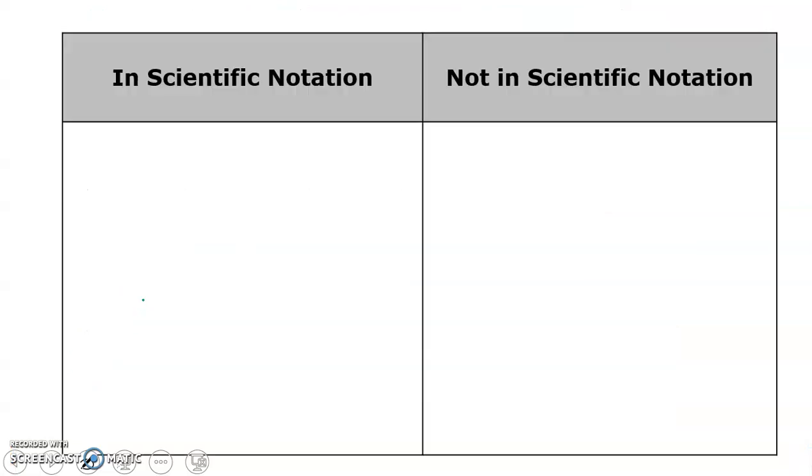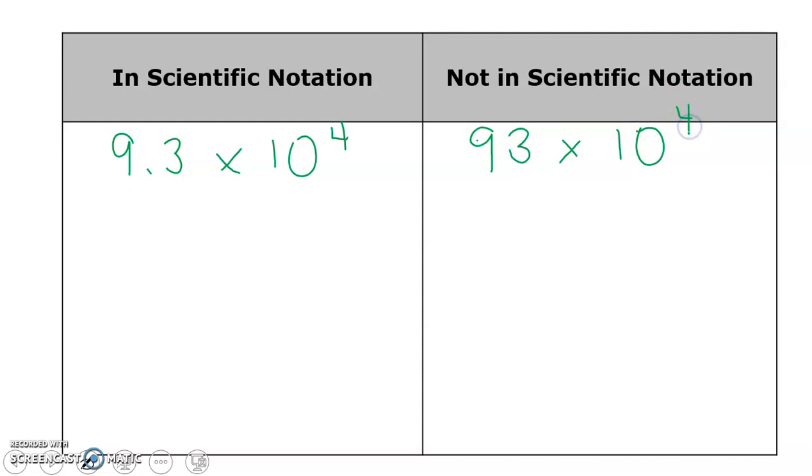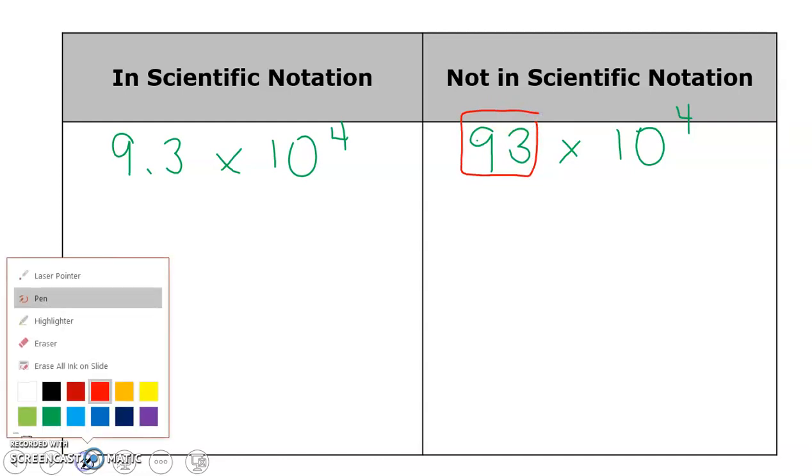So let's look at some numbers that are and are not in scientific notation, and this should help you with the quizzes assignment that you'll have at the end. For example, in scientific notation, you could say 9.3 times 10 to the fourth power. But if I change just one thing and made that 93 times 10 to the fourth power, now it is not in scientific notation. This is not in scientific notation because this number up front is too large. It is bigger than 10.